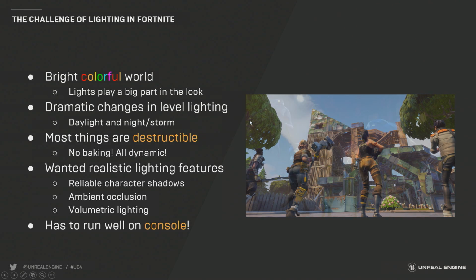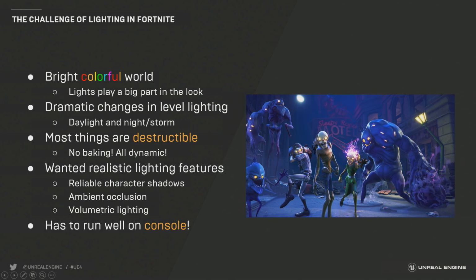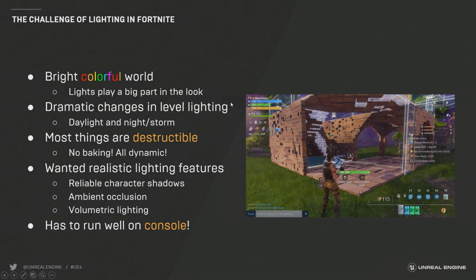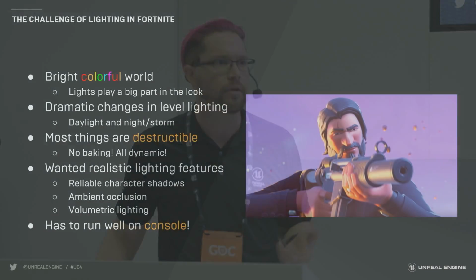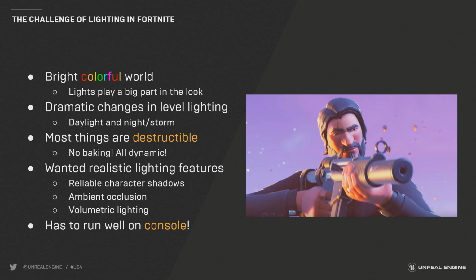Now, if you layer on top of that the next point, that pretty much everything in Fortnite can be destroyed and rebuilt, you end up in a situation where lights cannot be pre-calculated. There's no light baking in Fortnite. Everything must be dynamic. Now, despite that, we wanted those high-end lighting features. We wanted reliable character shadows. We wanted ambient occlusion. We also wanted volumetric lighting. And above all, it had to run well on console. So how did we manage this?